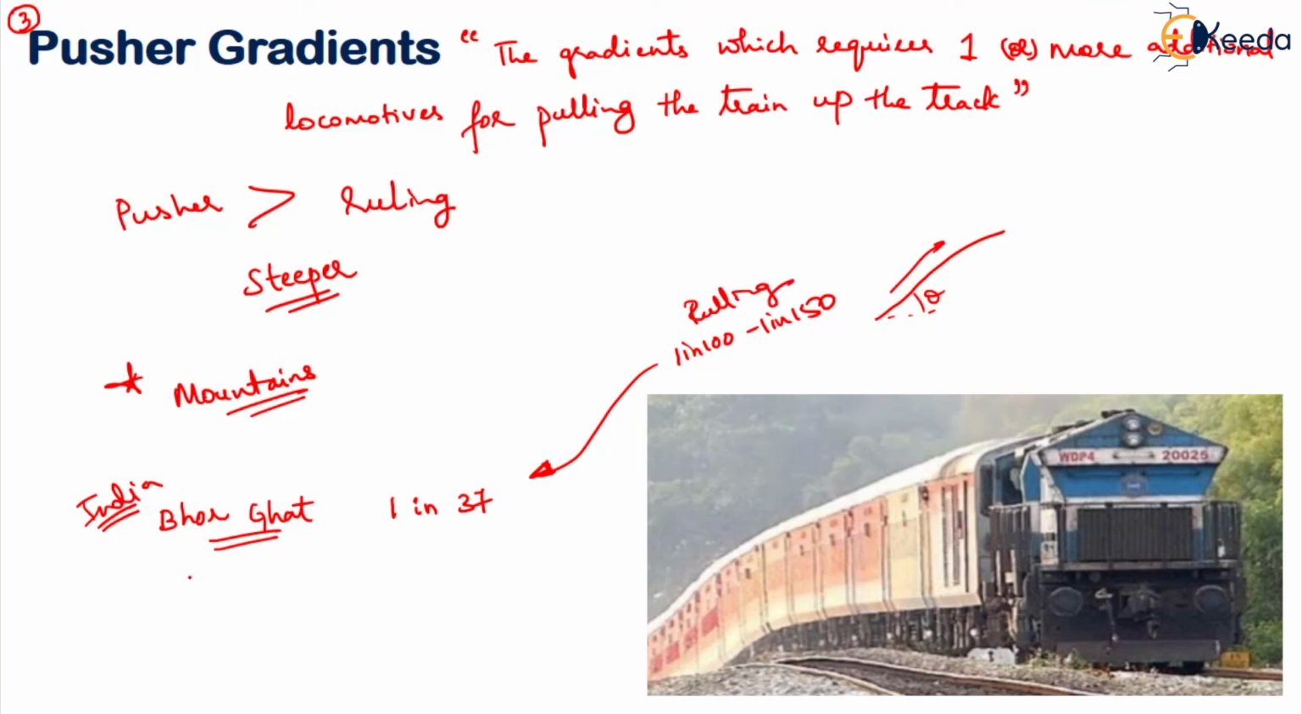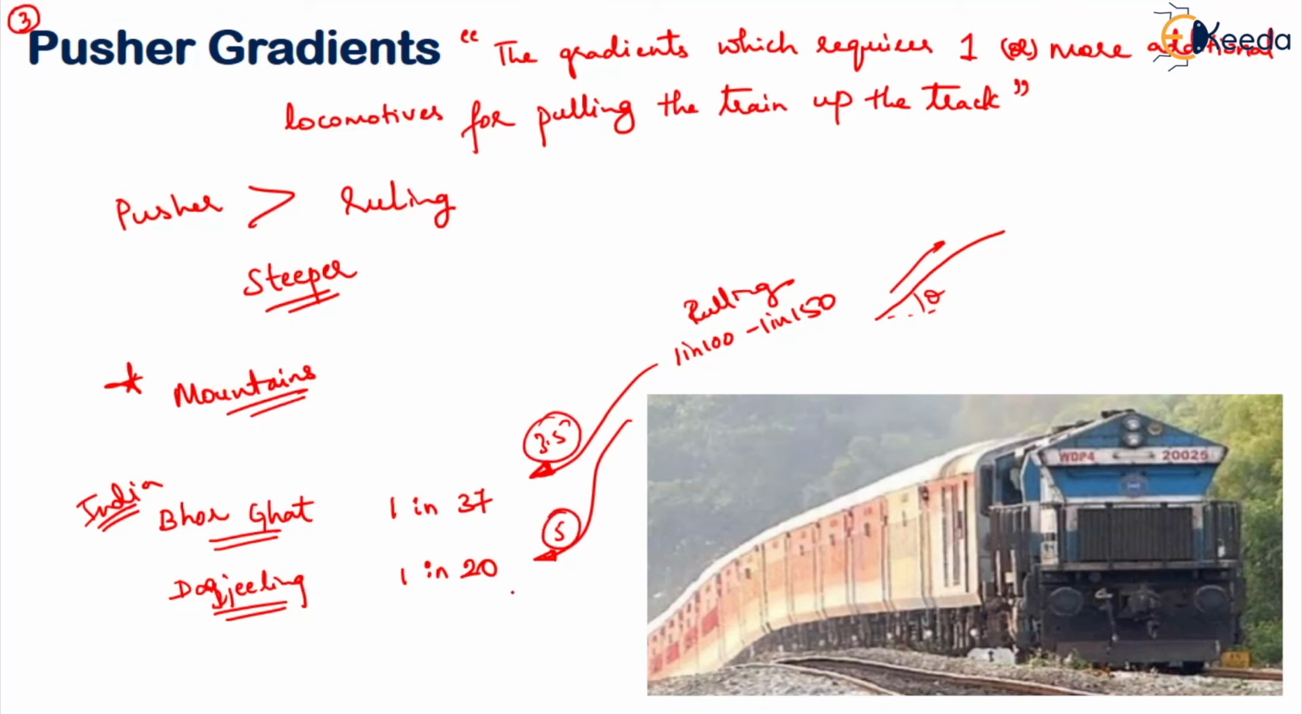One more example is in the Darjeeling railways. Darjeeling also is a very hilly area. So there also, in some places, a pusher gradient is provided, which is up to 1 in 20. So if you observe, this is almost 5 times steeper when compared to your normal ruling gradient.